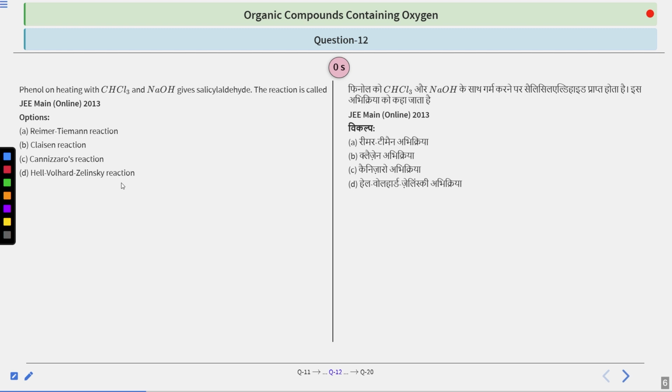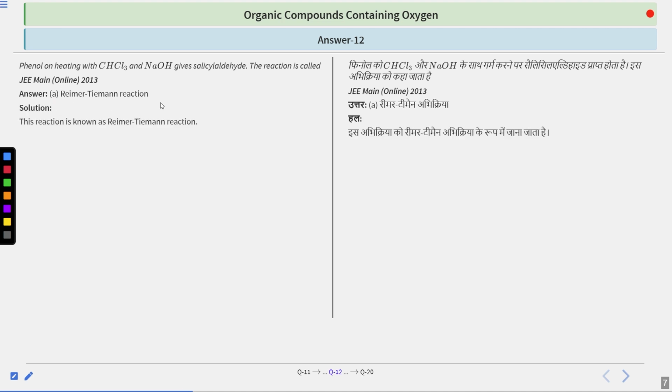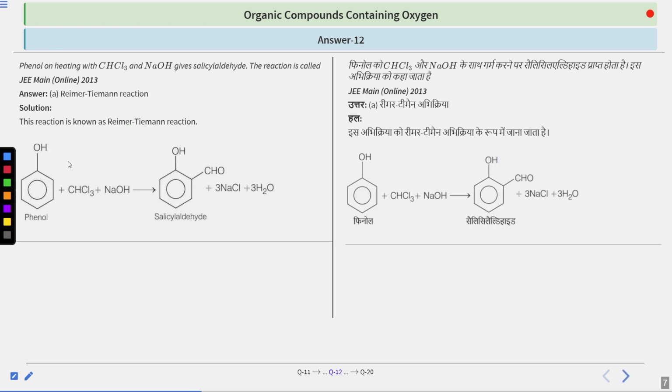Okay, let's see. The correct answer is option A, that is Reimer-Tiemann reaction. The reaction is known as Reimer-Tiemann reaction when phenol reacts with CHCl3 and NaOH. We get the product salicylaldehyde: benzene with a hydroxyl group attached and an aldehyde group at the ortho position, plus 3 molecules of NaCl and 3 molecules of water as side products.